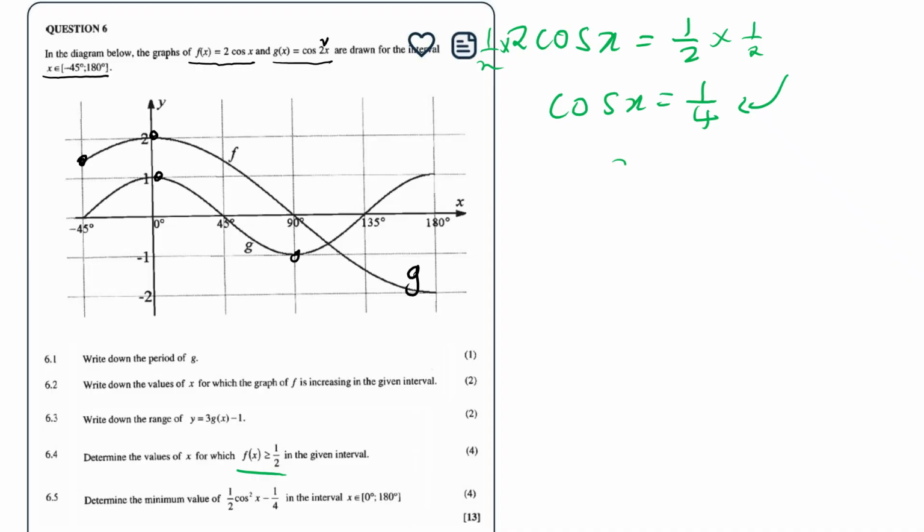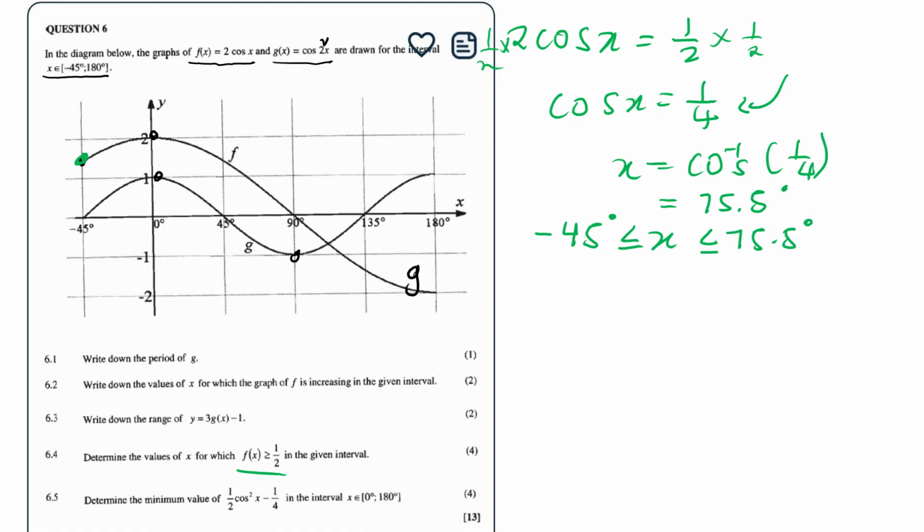If you punch that on a calculator, cos inverse of 1 over 4 is equivalent to 75.5 degrees. Therefore, to determine the values of x for which it is greater or equal to 1 over 2, the graph is starting here. So we can say it is from negative 45 ≤ x ≤ 75.5 degrees. Very good.